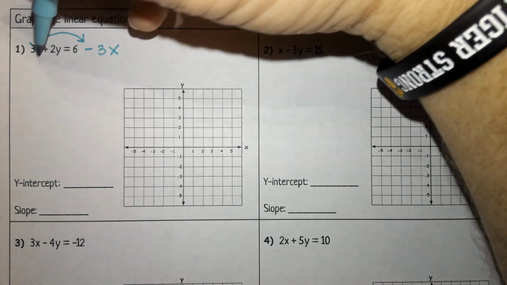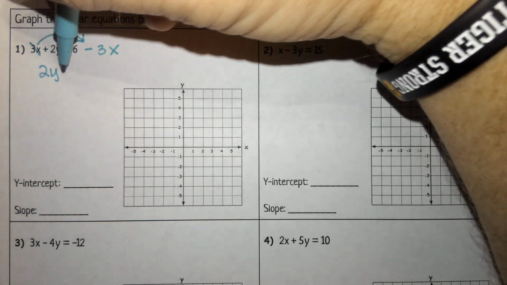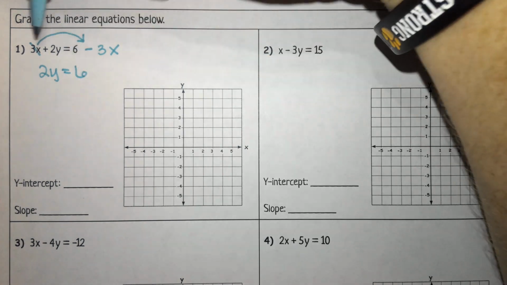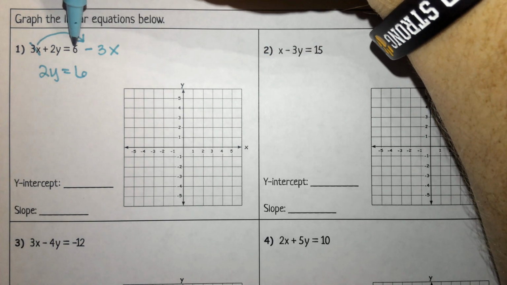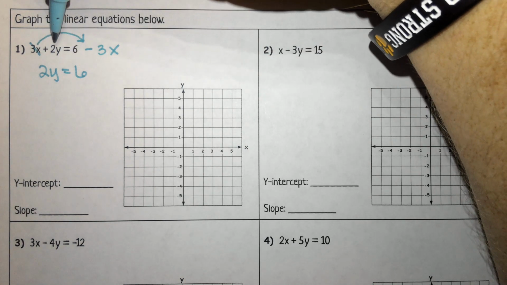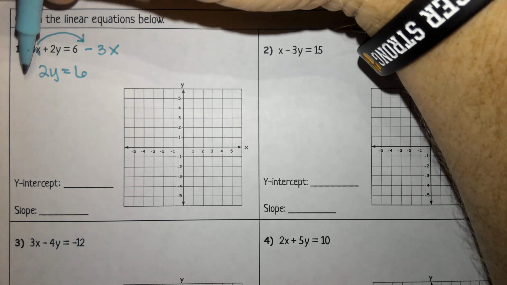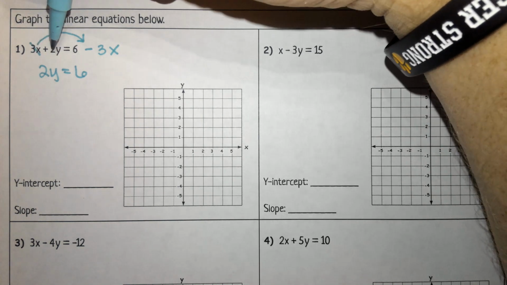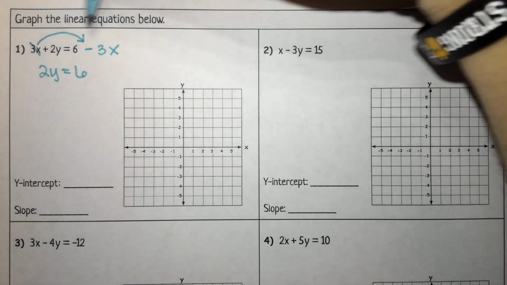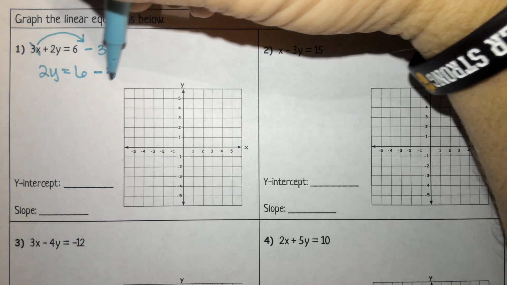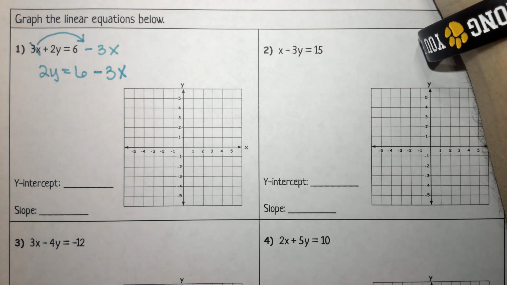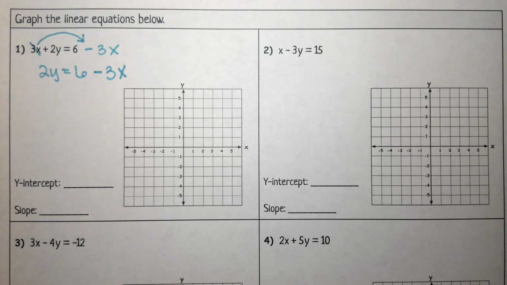Okay. Now I'm going to rewrite my equation. So I have 2y equals 6. So notice how this part of my equation did not change. Okay. All I'm doing is I cut off the front, so I cut off the x. I write the y equals the number, and then I move the x to the other side.